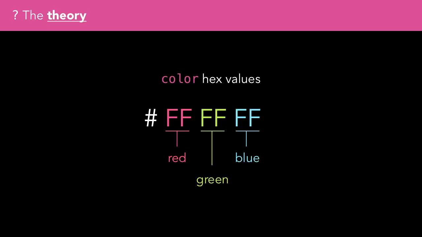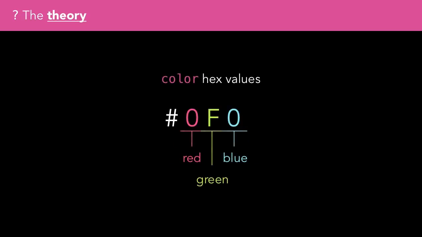In this case we have full red, full green and full blue, which combine to make white. In this second example we have no red, full green and no blue, which gives us green. When both values in each of the 3 couplets are the same, the hex value can be abbreviated to a shorthand 3-digit format.